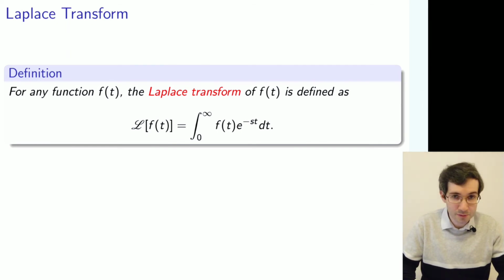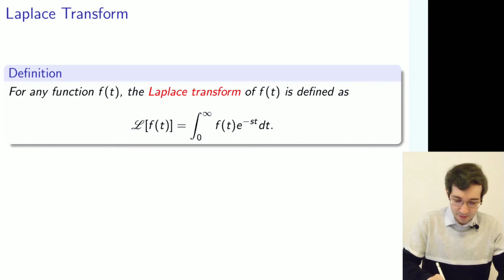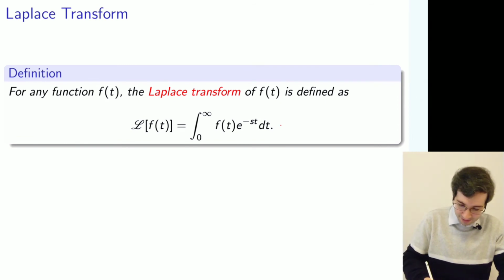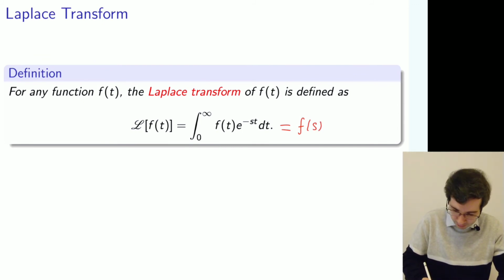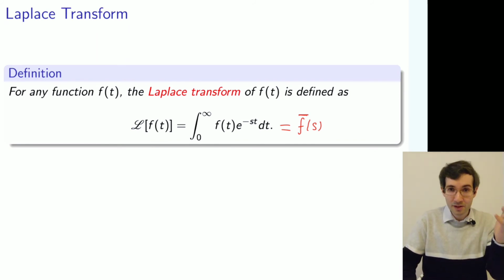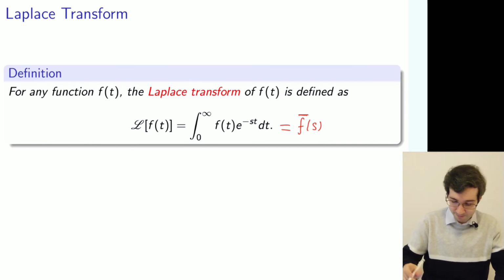So what do you think the result will be? Well, probably in your mind you will say it's another function, and it is right. So this is another function which depends on the variable s, because we integrate with respect to t. And we call it f bar often, with an over bar above f. So that's just another function. So we take one function and then we go to another function. That's what Laplace transform is.